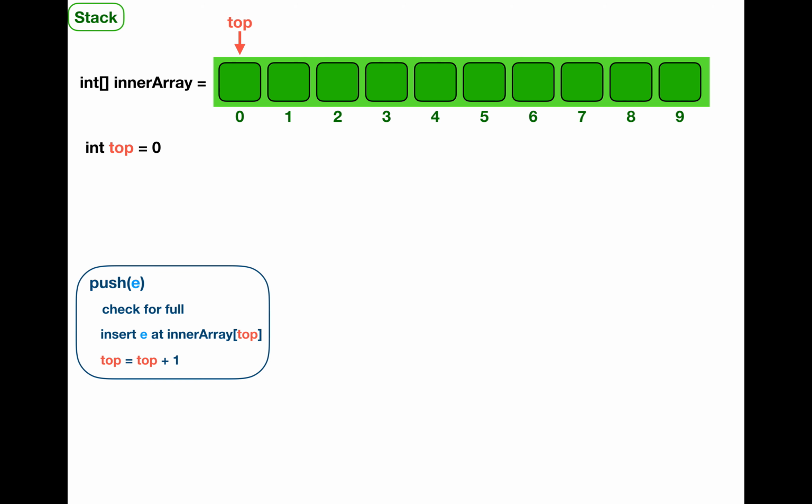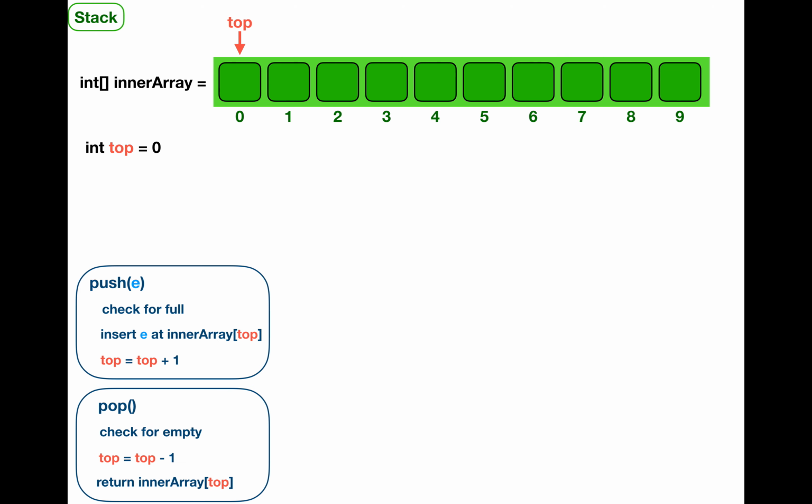Now, our somewhat pseudocode for this would be for push. You want to check if you're full. If you are full, then you return the appropriate exception. Otherwise, you want to insert the element at the top of the inner array, and then you want to increase the top by 1. If we're looking at pop, we're going to do something similar. We're going to check for empty. We're going to decrease the top, and then we're going to return whatever is in that spot for the inner array.